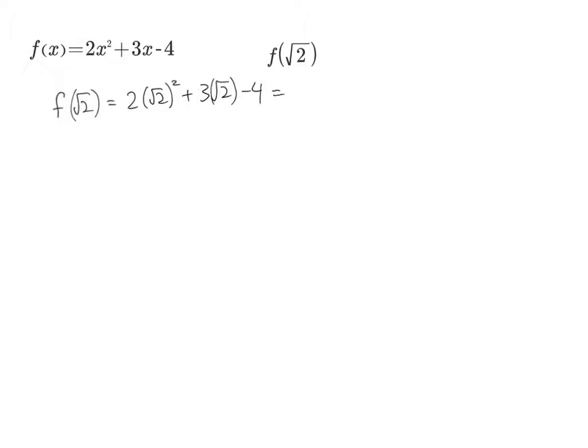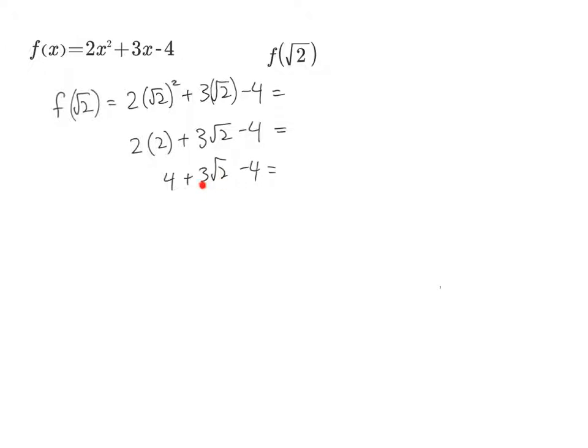So I end up getting 2. Now the square root of 2 squared is the same thing as the square root of 2 times the square root of 2, which ends up being the square root of 4, and the square root of 4 is 2. So the square root of 2 squared is 2, so that's just multiplied by 2, plus 3 square roots of 2. Now that parenthesis isn't doing anything, so I'm going to get rid of it, minus 4, and this equals 4 plus 3 square roots of 2 minus 4.